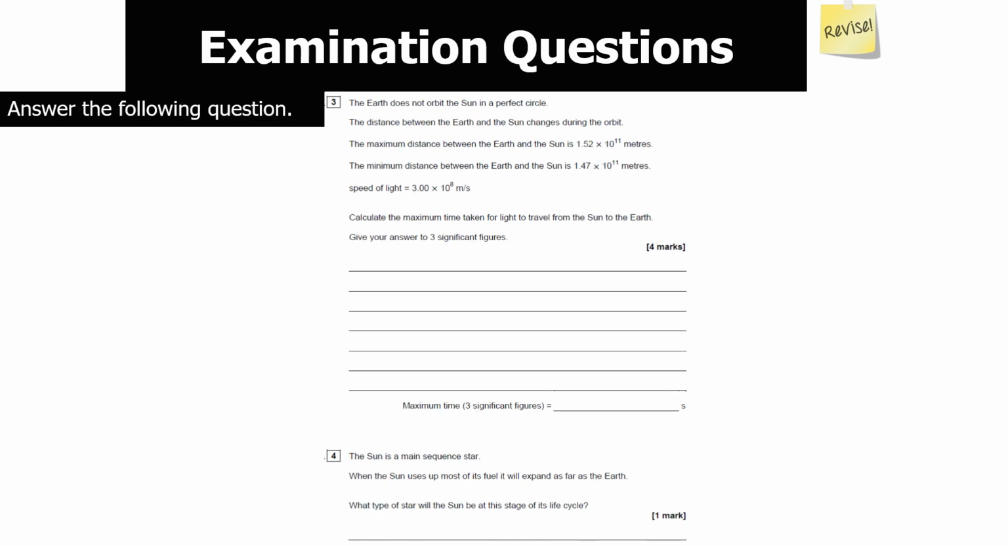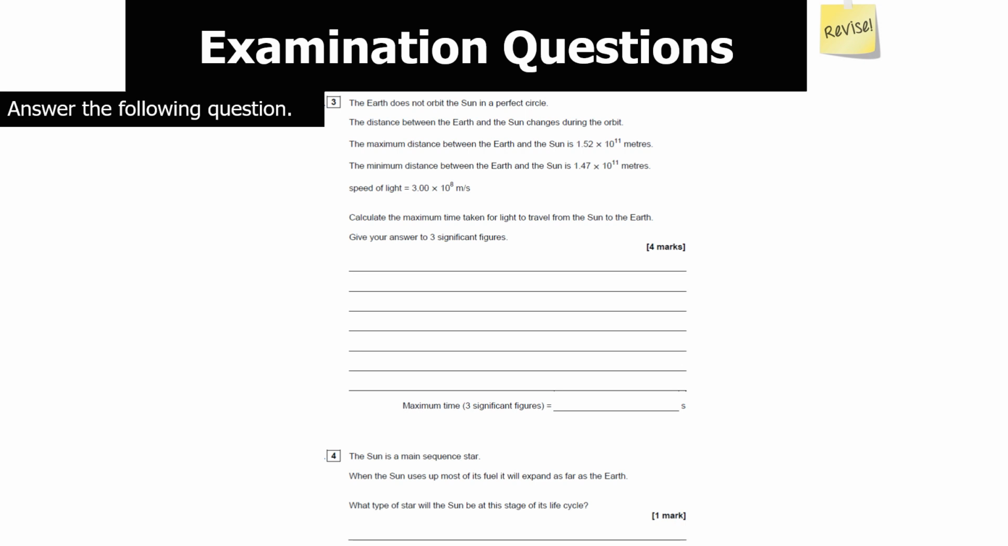The next question says, the Earth does not orbit the Sun in a perfect circle. The distance between the Earth and the Sun changes during the orbit. The maximum distance between the Earth and the Sun is 1.52 times 10 to the 11 meters. The minimum distance between the Earth and the Sun is 1.47 times 10 to the 11 meters. Calculate the maximum time taken for light to travel from the Sun to the Earth. Give your answer to 3 significant figures.